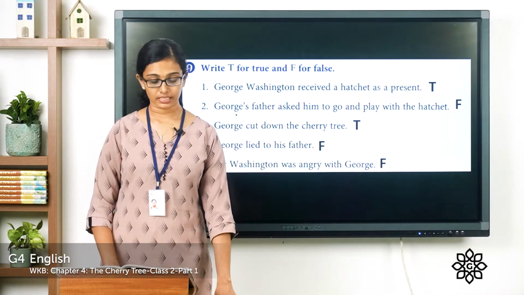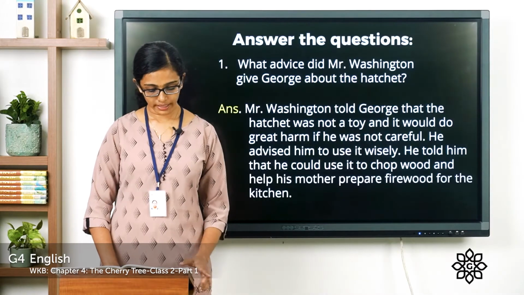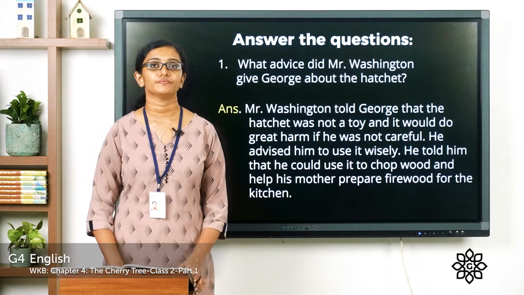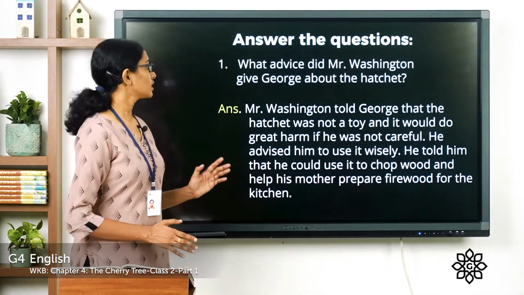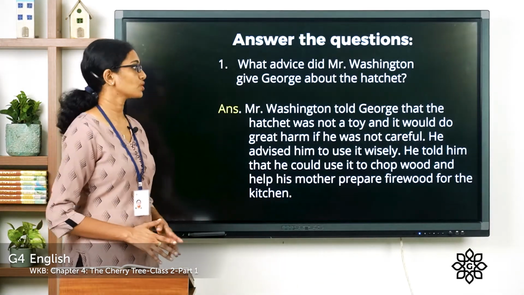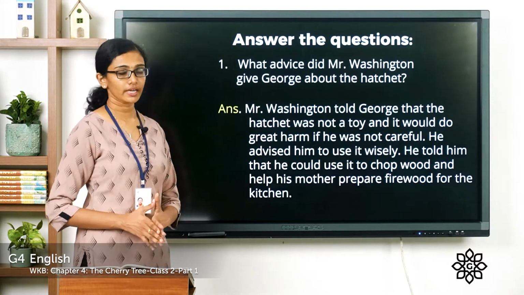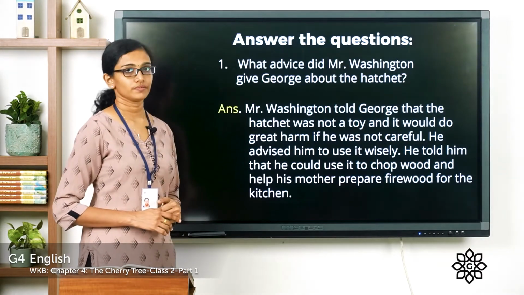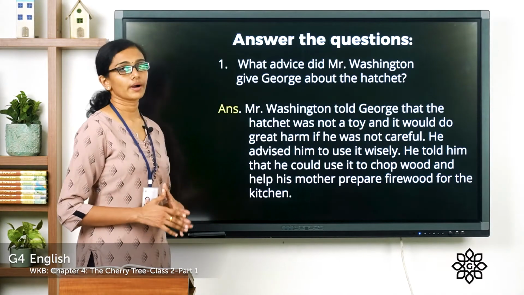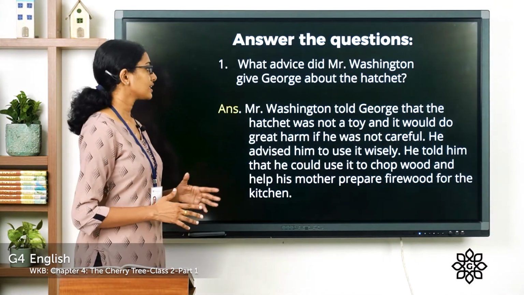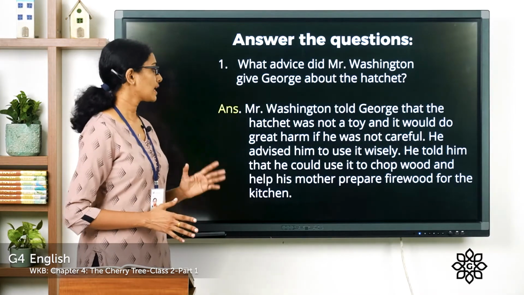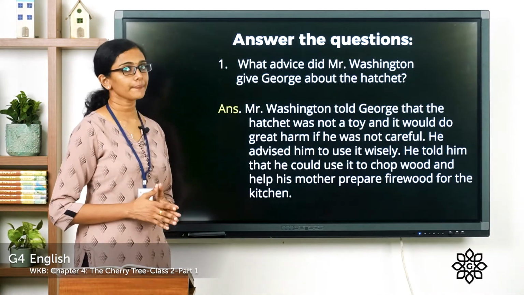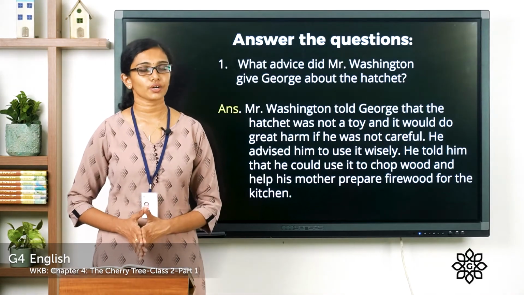Answer these questions. And the first one, what advice did Mr. Washington give George about the hatchet? So what did his father advise him? Mr. Washington told George that the hatchet was not a toy and it would do great harm if he was not careful. He advised him to use it wisely. He told him that he could use it to chop wood and help his mother prepare firewood for the kitchen. Clear? You can note down these answers in your notebook.